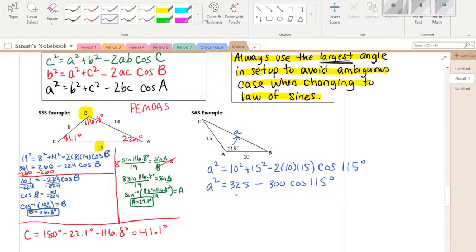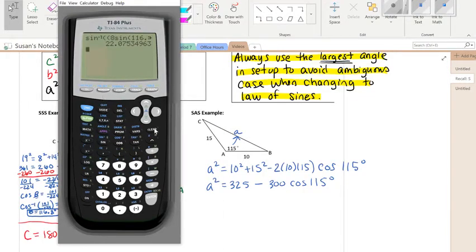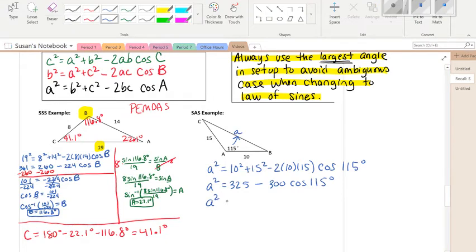And this is nice because, unlike the other one, I'm not trying to solve for the angle. I can just go ahead and plug that all into my calculator. So if I plug that into my calculator, we have 325 minus 300 times the cosine of 115 degrees, enter. So A squared is equal to 451.7854785. But notice we're not done because we have this square here.